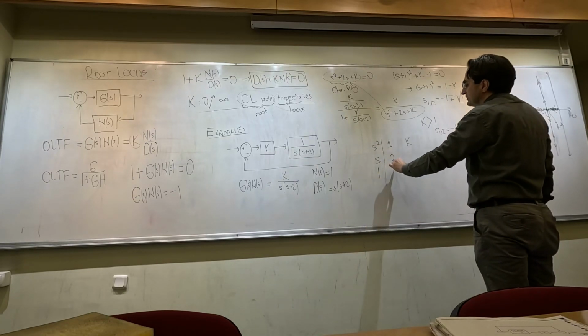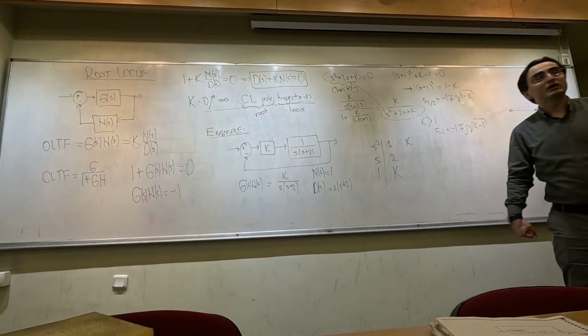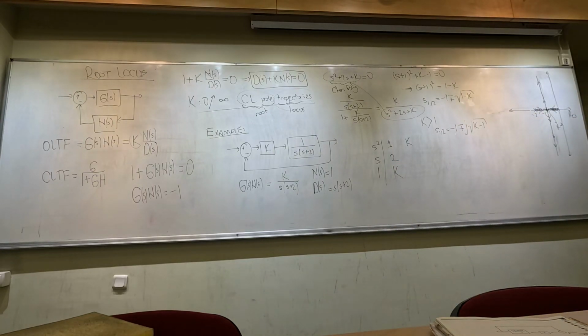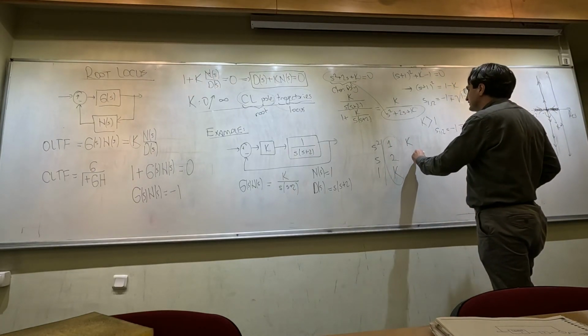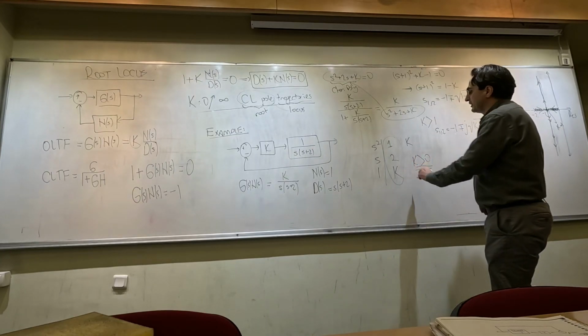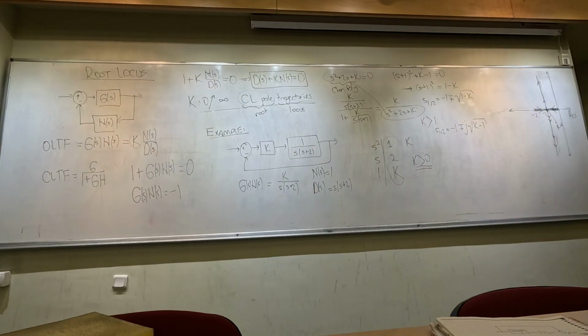If I complete this Routh array, I'm going to end up with k here. Okay? So in this case, in order to be able to make the first column positive, it is sufficient that k should be positive. So the Routh stability criterion for this example is going to tell me that as long as k is positive, the closed loop system is going to be stable.